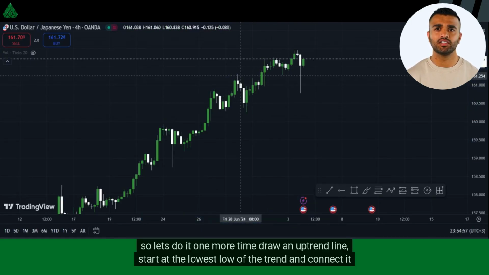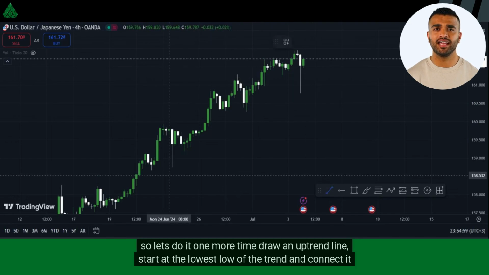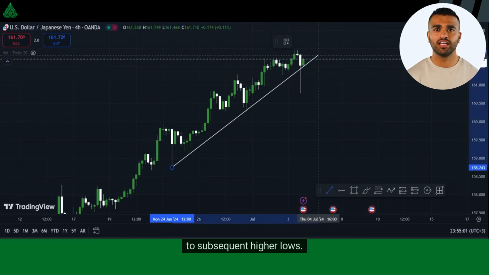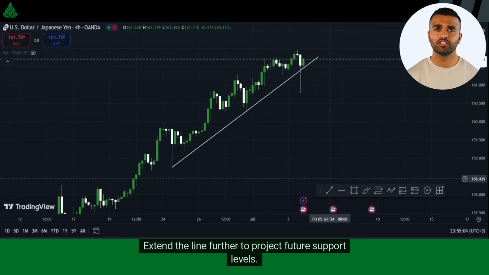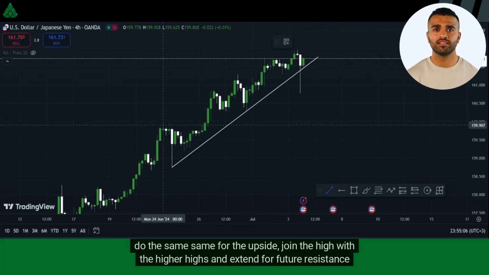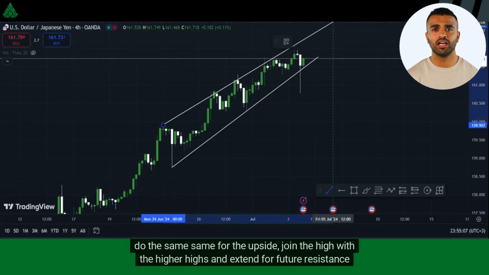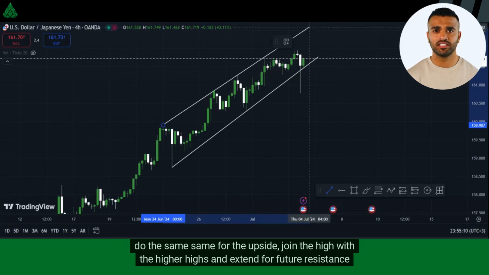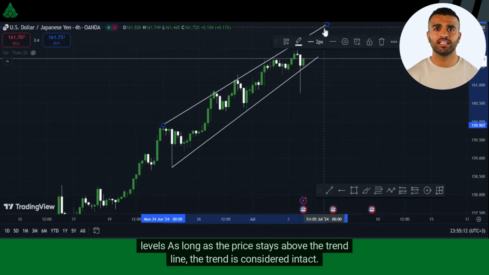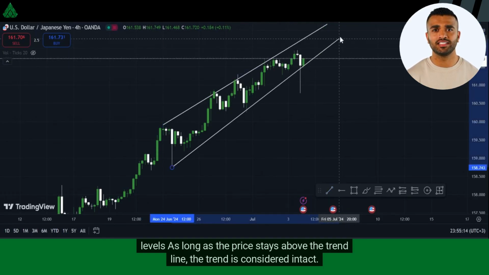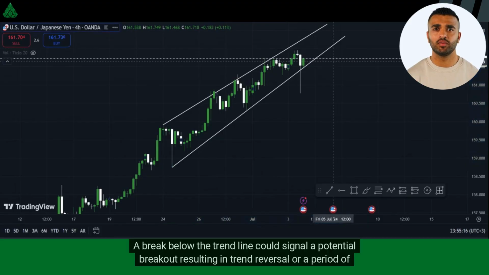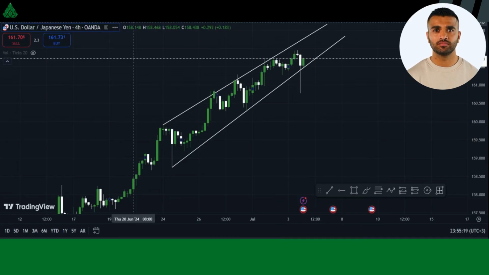Draw an uptrend line, start at the lowest low of the trend, and connect it to subsequent higher lows. Extend the line further to project future support levels. Do the same for the upside. Join the high with the higher highs and extend for future resistance levels. As long as the price stays above the trend line, the trend is considered intact. A break below the trend line could signal a potential breakout, resulting in trend reversal or a period of consolidation.